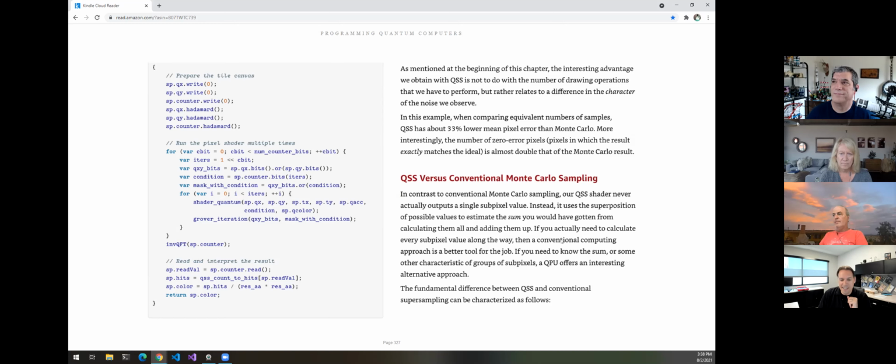And he says, if you actually need to calculate every subpixel value along the way, then the conventional computing approach is a much better tool. So this again gets into where does the QPU fit, where does traditional. If you're grabbing a large amount of data and trying to tease out the interesting parts, QPU and QFTs sound like a great way to do that. But if you really do need every single bit of data, then maybe traditional computing still offers the better option. So he starts talking about the fundamental difference between the two. Let's get into that.